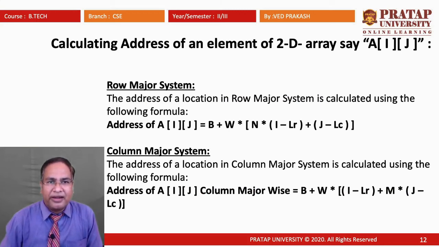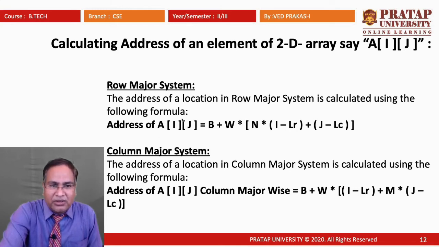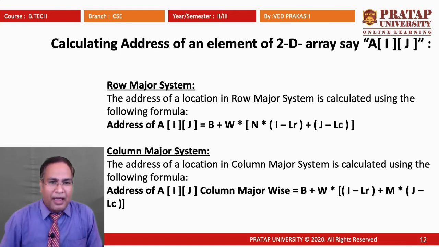Now, calculating the address of an element of a two-dimensional array. Suppose I want to calculate the address of A[i][j], where i and j introduce the index values, i denotes the index value of the row and j denotes the index value of the column. First we consider the row-wise measurement. According to the row-wise measurement, I want to take the address of a specific element, assume A[i][j].